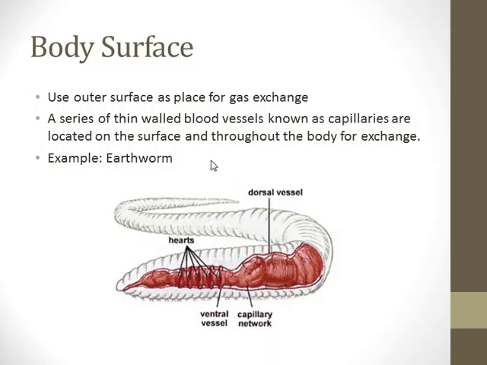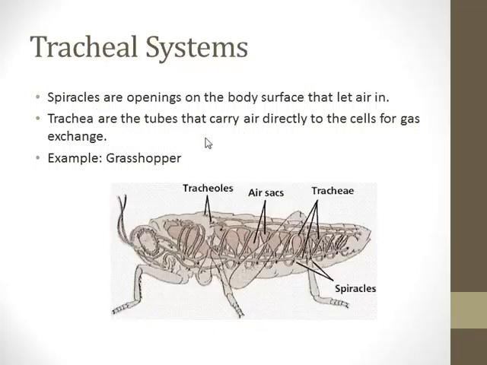One of the ways that organisms have gas exchange is simply through their body surface. They might have some small capillaries that feed into that surface. Things like earthworms do their gas exchange all over their skin. Another way is tracheal systems. They have openings on the body surface that let the air in, and this air carries the air directly to the cells and allows for gas exchange. You'll see this in the grasshoppers that you looked at.